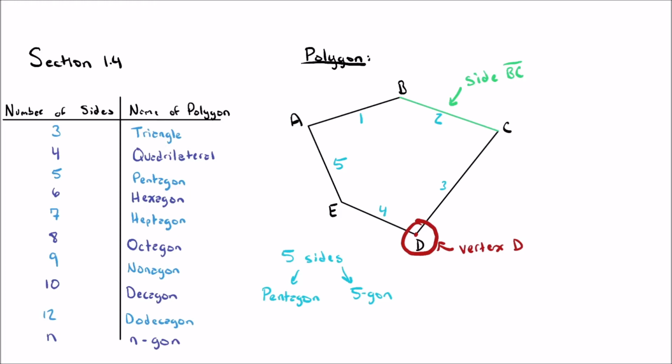All right, and we would also call this polygon ABCDE. So polygon ABCDE is a 5-sided figure, and that could be called either a pentagon or a fivegon. We label it clockwise, and we reference the side and vertex accordingly.